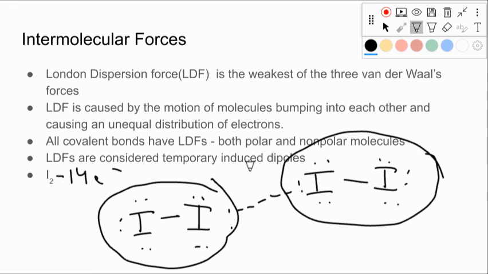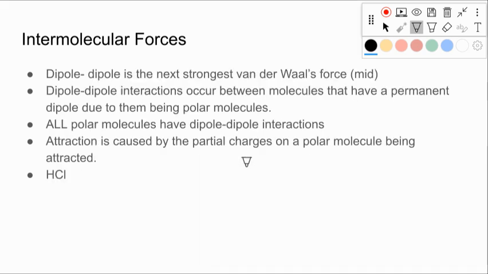That's the only force a nonpolar molecule can have is LDF. The next one is dipole-dipole. It is the strongest van der Waals force. It's going to be in the middle, and it occurs when something has a permanent dipole because there are polar bonds within it, so it's a polar molecule.